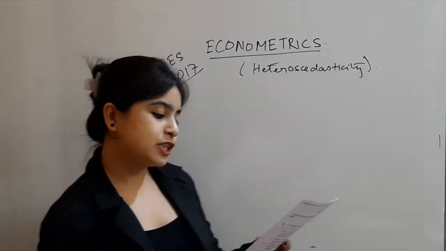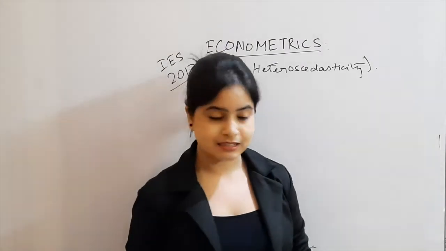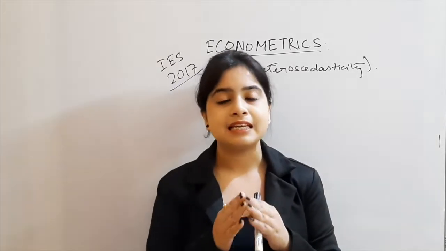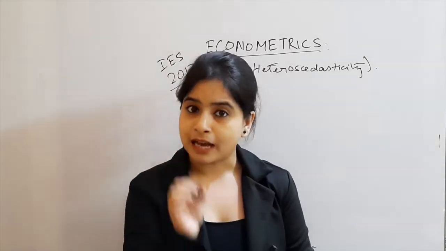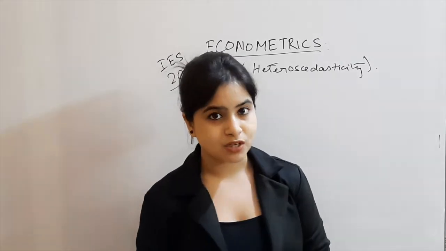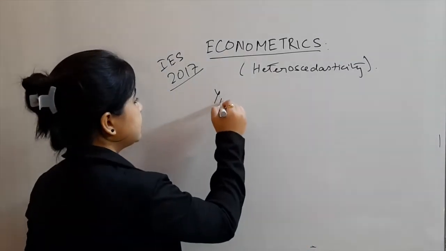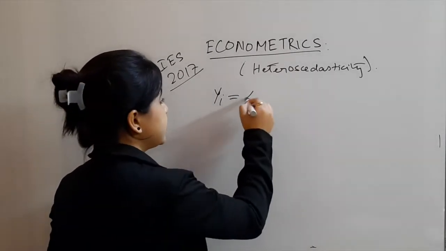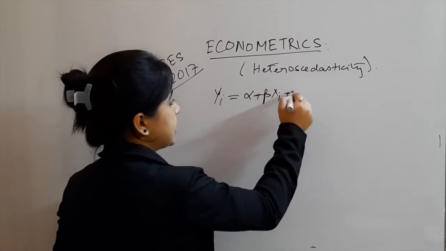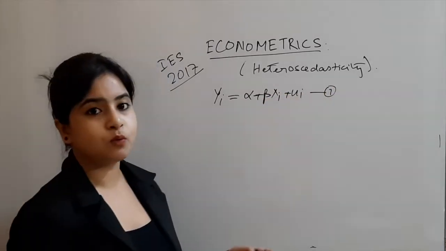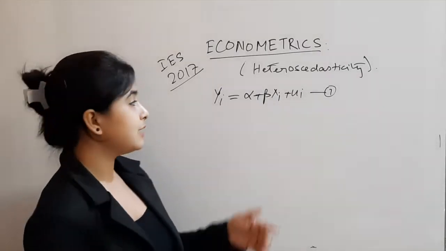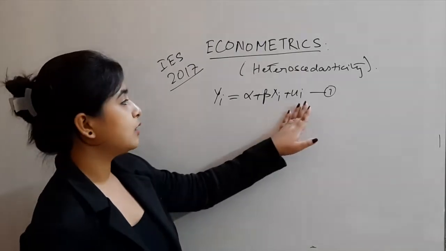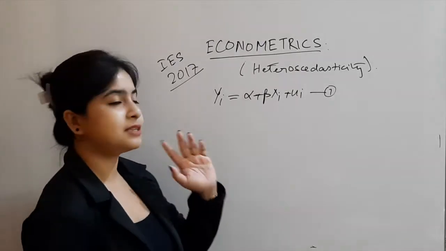It is saying that explain what you mean by the term heteroscedasticity. So we know what heteroscedasticity is. Heteroscedasticity mainly is the violation of one of the assumptions of the classical linear regression model, right? So let us consider a classical linear regression model as yi is equal to alpha plus beta xi plus ui. Let this be equation number 1. So we know what the terms imply. This yi is the dependent term, xi is the independent term, ui is the error term, and alpha and beta are the parameters.